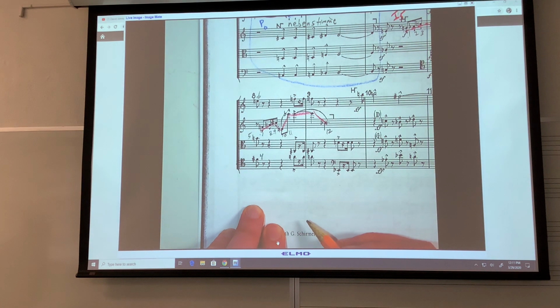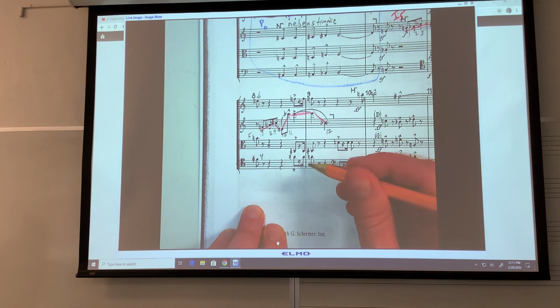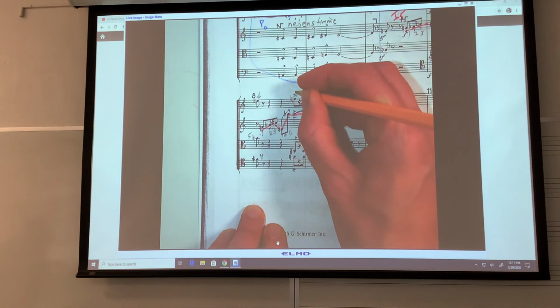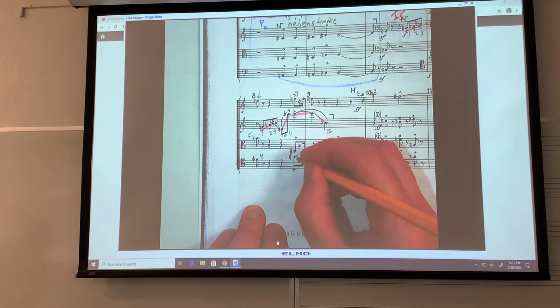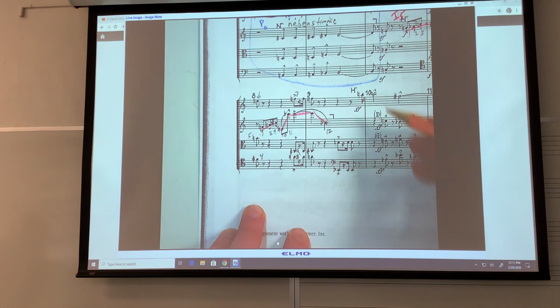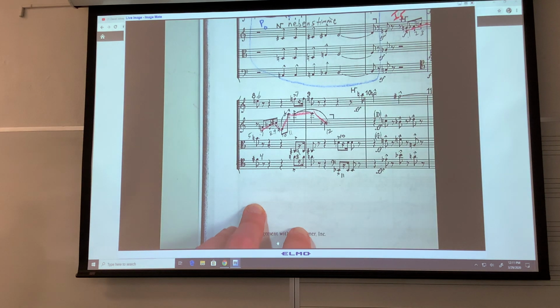And then 7, 8, 9 should be over here. 7, F, A, C sharp. And then 10, 11, 12. Here is 10, 11, and then of course there's 12.